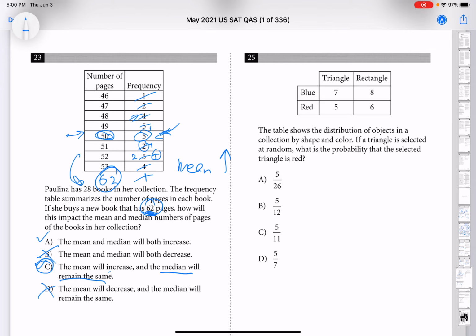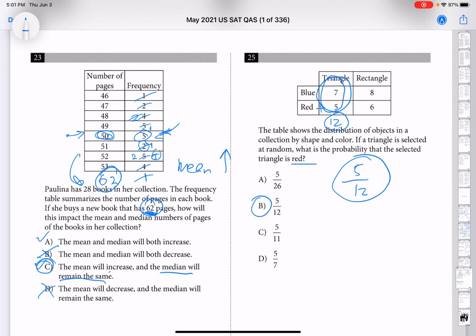Okay, if a triangle is selected at random, what's the probability that the selected triangle is red? So how many triangles are there? They're only taking triangles, so that means there is 7 plus 5, which is 12 triangles. And they're asking, what's the probability that it will be red? Well, there's 5 out of 12 red triangles. So for number 25, the answer should be B.